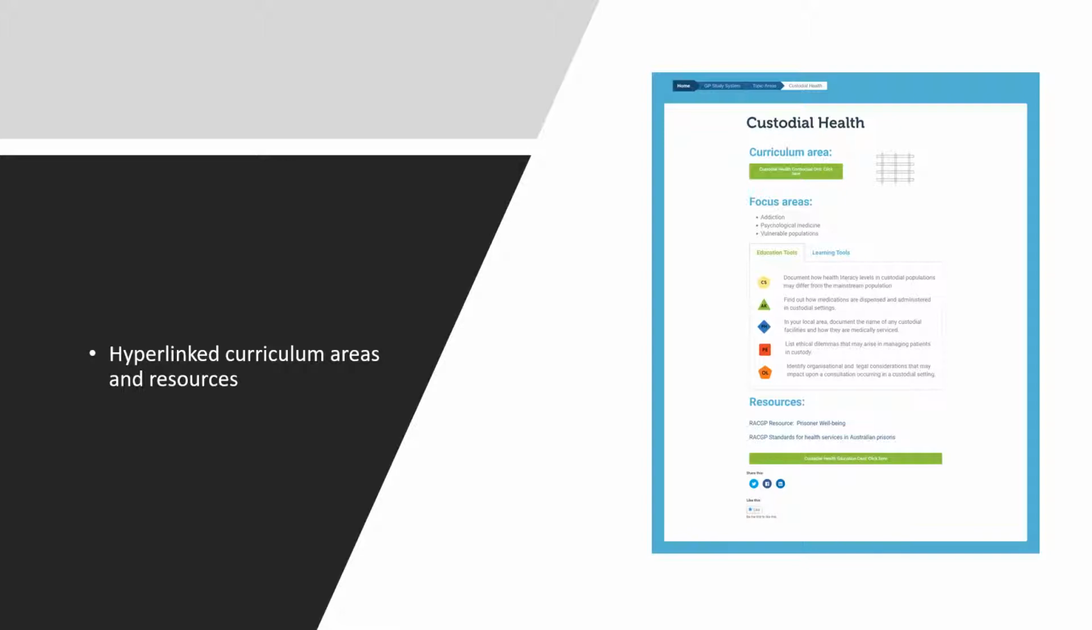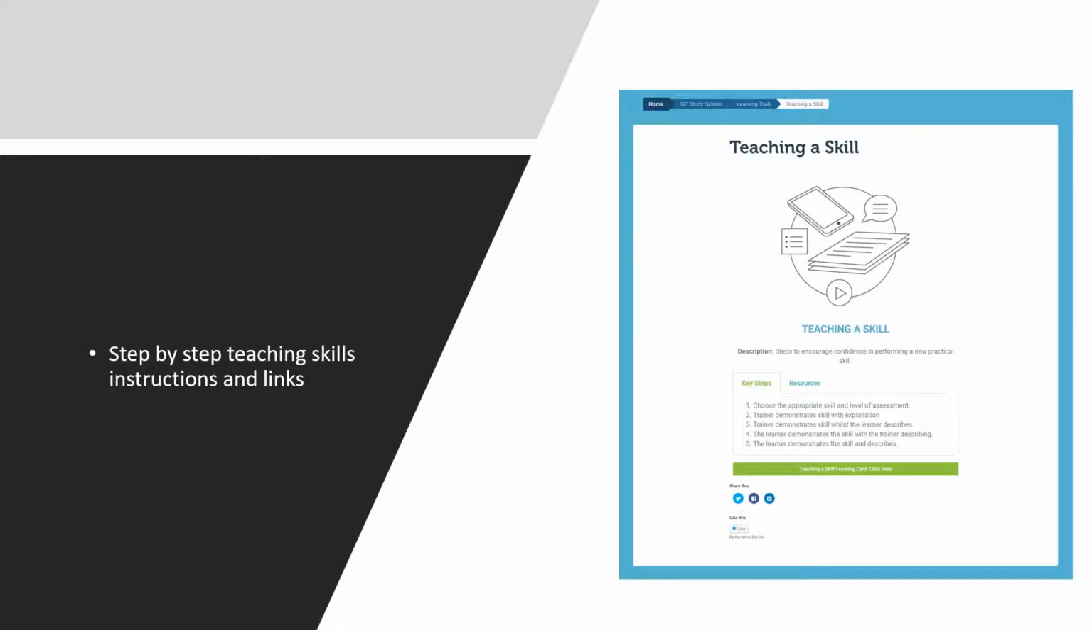This is an example of the custodial health card as an electronic version. The electronic versions of the cards have direct links to the curriculum, and they also have a resource section with key resources hyperlinked as well. And these are continually curated and updated to make sure that they are relevant. This is an example of a teaching a skill card. Again, 5 key steps referenced to and hyperlinked to key articles.